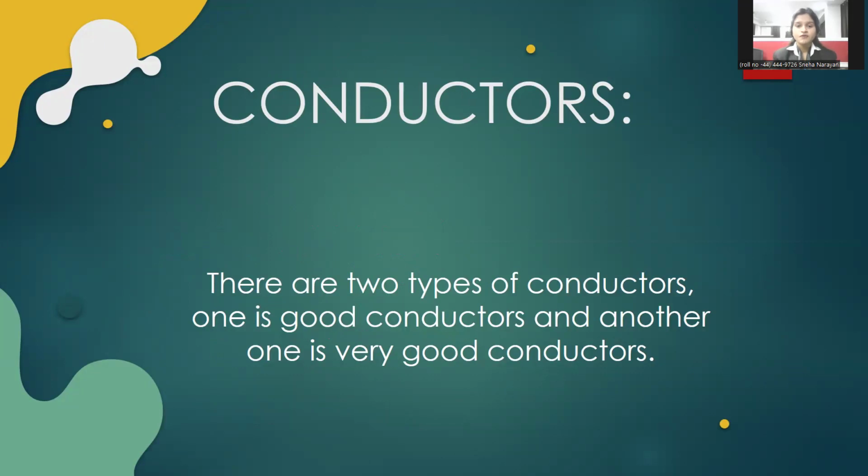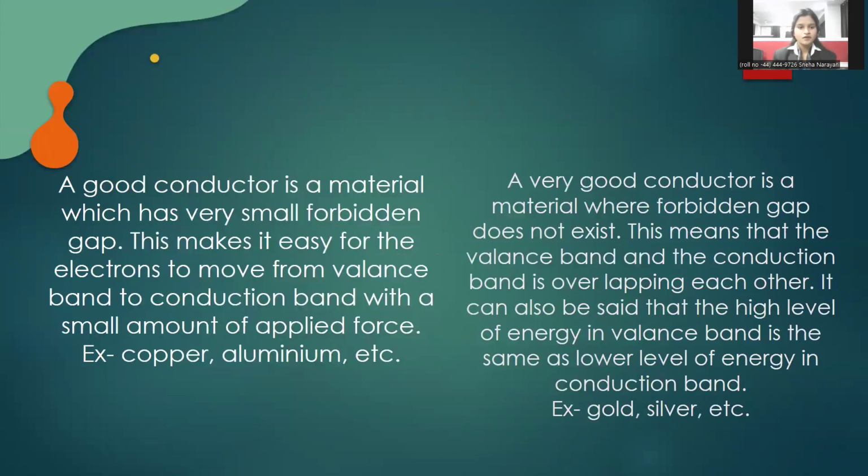Now, what is a conductor? There are two types of conductor. One is a good conductor and another one is a very good conductor. Difference between a good conductor and a very good conductor. A good conductor is a material which has a very small forbidden gap. This makes it easy for the electrons to move from the valence band to the conduction band with a small amount of applied force. Examples of good conductors are copper, aluminum, etc.